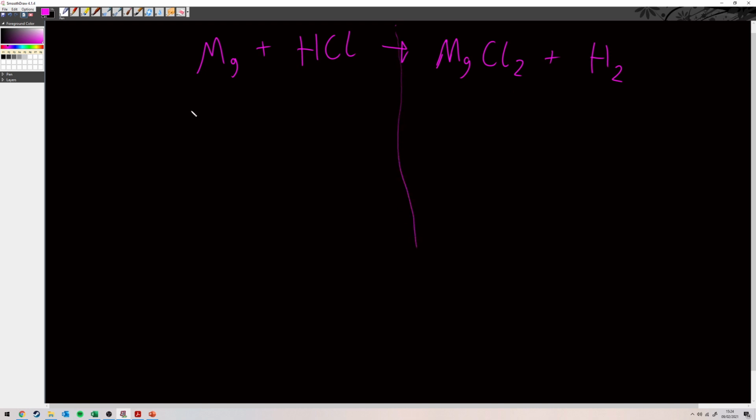What elements do we have? Well, we've got magnesium, we have got hydrogen, and we have got chlorine. Do it exactly the same on the right. We've got magnesium, we've got hydrogen, and we've got chlorine. Equals.